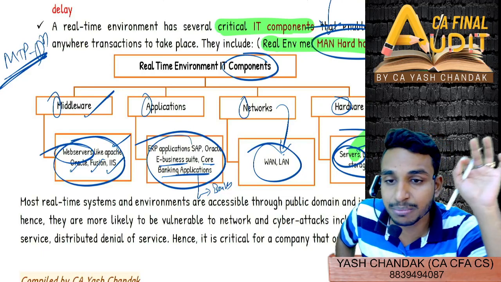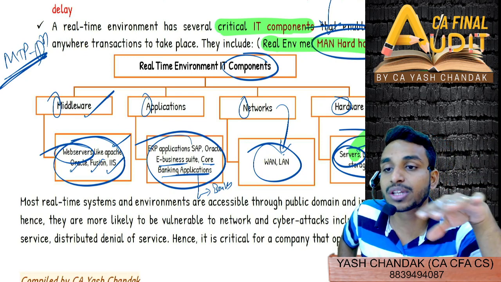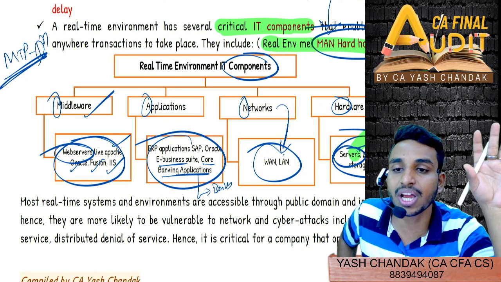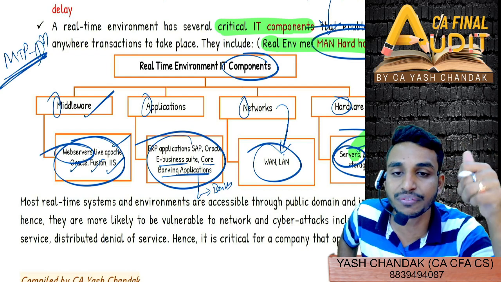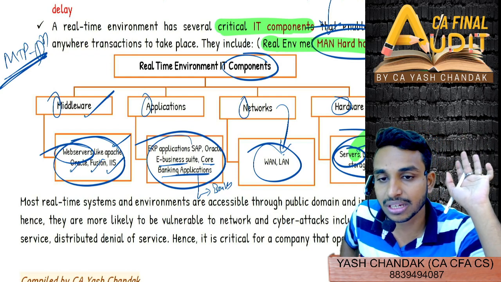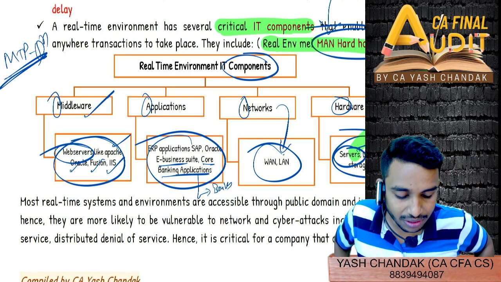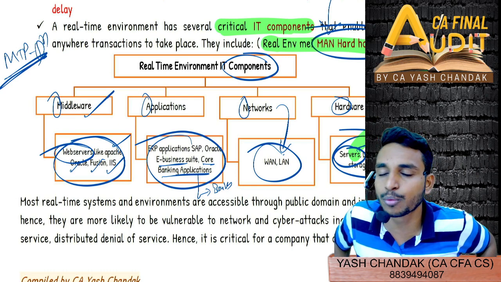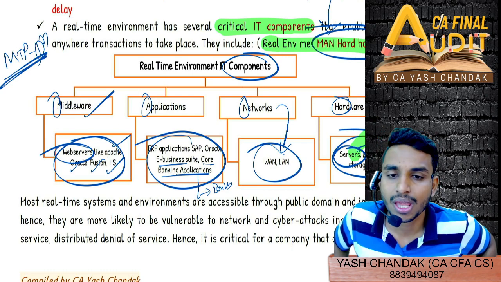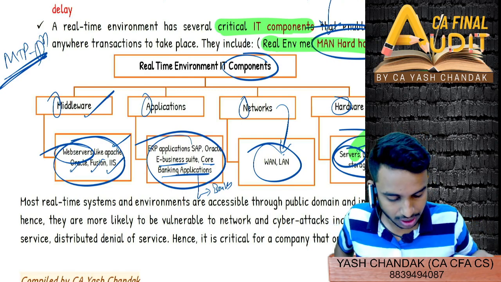We are digging into very much detail. I don't know if they will ask like this, but let's do it comprehensively so that we face every question with ease, whatever they can ask, we are able to solve. That is our intention in this chapter. So real-time environment, four critical IT components: MAN-H, hardware, middleware, applications and network. Clear?